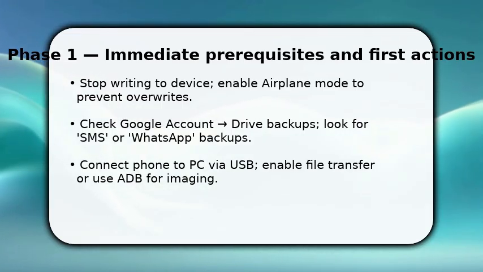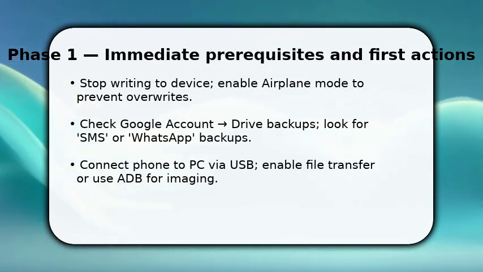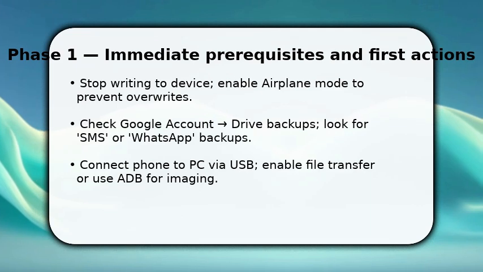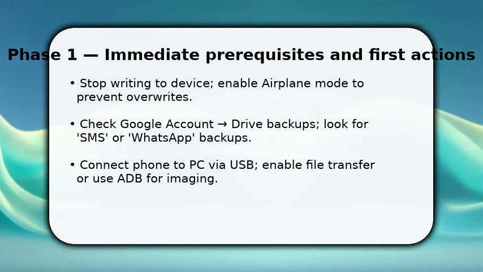Then check Google Drive and any app backups like SMS Backup & Restore or WhatsApp cloud copies. You do this because recovering from an image or backup preserves raw data and prevents further overwrites. So start here, right now.